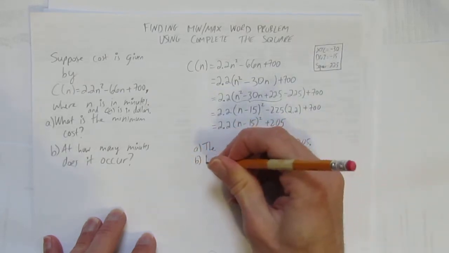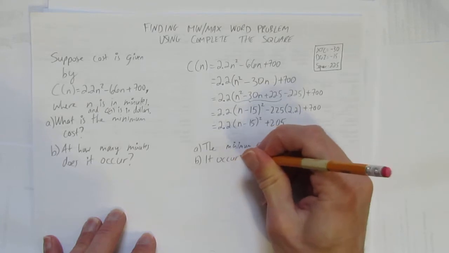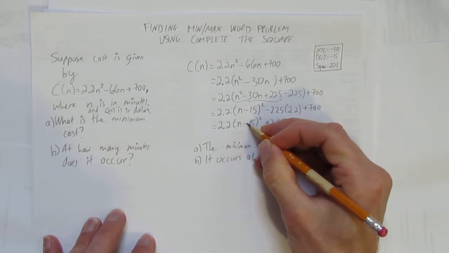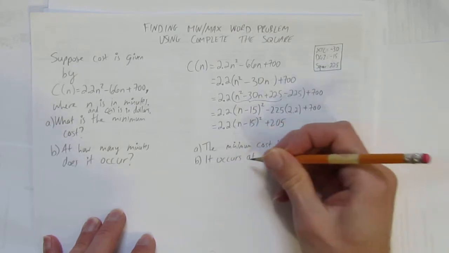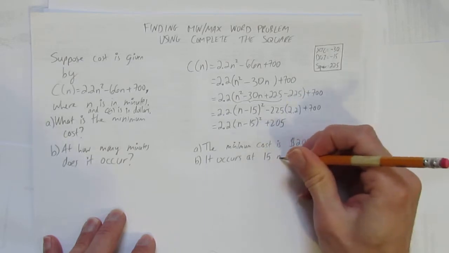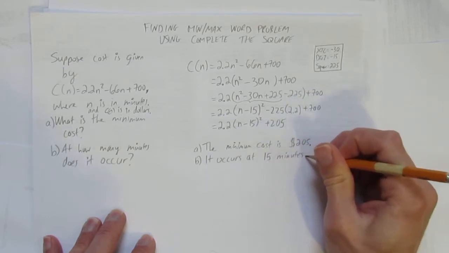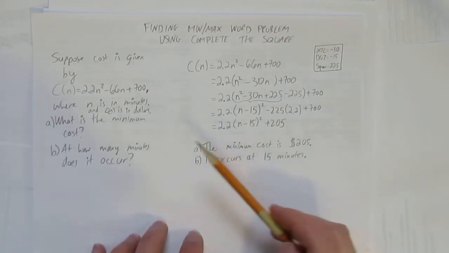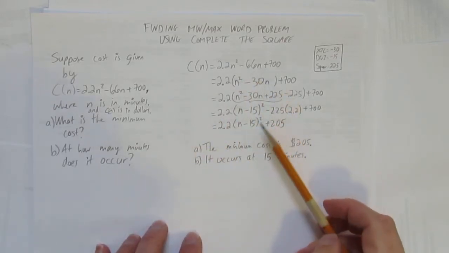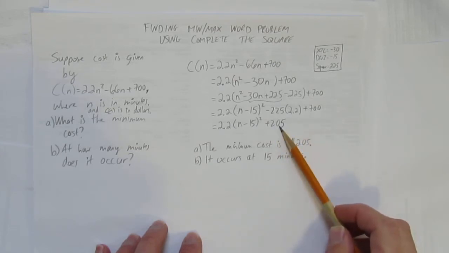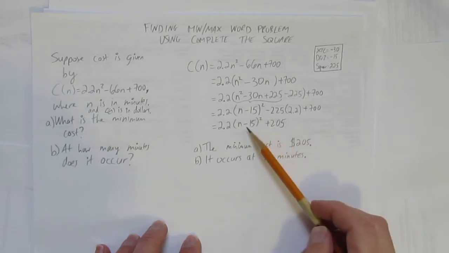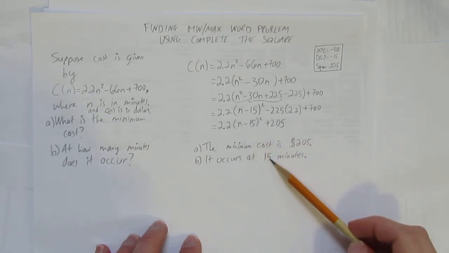For part B, when does this minimum cost occur? It occurs at whatever the vertex x is. Remember to flip the sign. This is negative 15 in the equation, so it's positive 15 for the vertex x. So it occurs at 15 minutes. So what have I done here? Found the minimum cost and when it occurs, and that was done by completing the square. When you've completed the square, you've got vertex form, and the vertex y tells you the max or min. In this case, it's a minimum. And it tells you when it occurs. It's whatever the vertex x is. Don't forget to flip the sign.